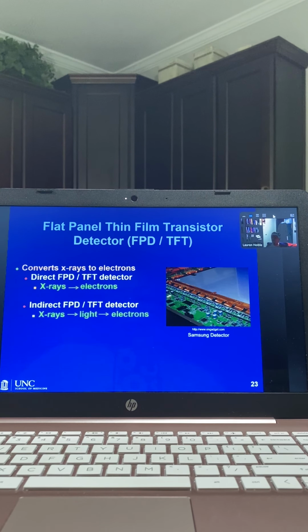We have a direct one and we have an indirect one. If it's a direct flat panel detector, that means X-rays will get converted directly to electrons. If it's indirect, then that means we have light. So anytime you have an indirect detector, we have light. And I would always remember it because of the eyes. Indirect has eyes in it, light has an eye in it. So if I have an indirect flat panel detector, I know that there's going to be light involved. Ultimately, though, we will end up with electrons just like we do up here.